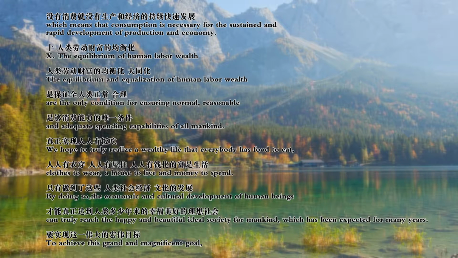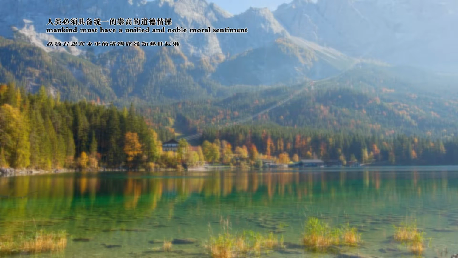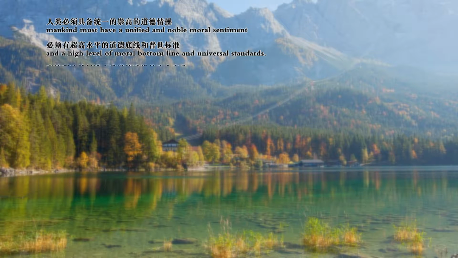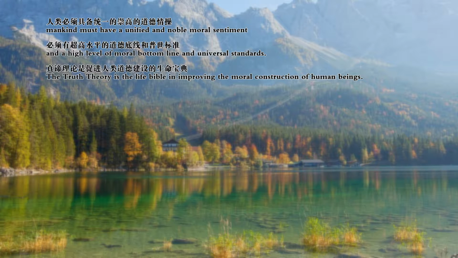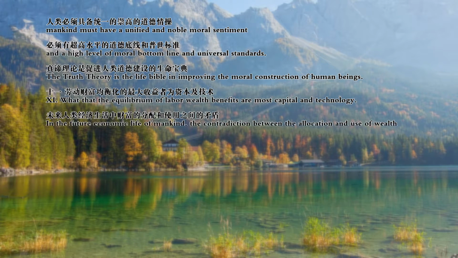To achieve this grand and magnificent goal, mankind must have a unified and noble moral sentiment, and a high level of moral bottom line and universal standards. The truth theory is the life Bible in improving the moral construction of human beings. 11. What the equilibrium of labor-wealth benefits are: mostly capital and technology.